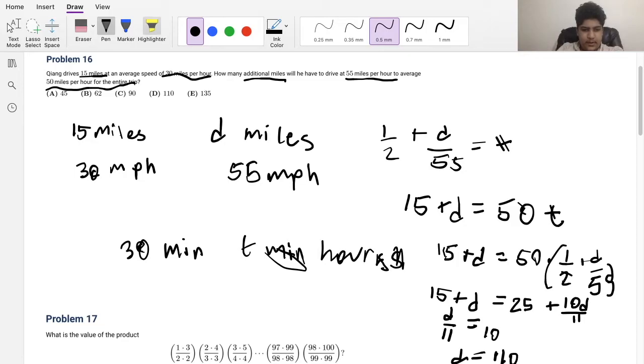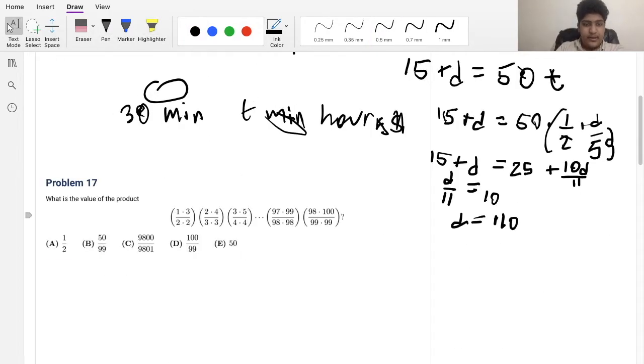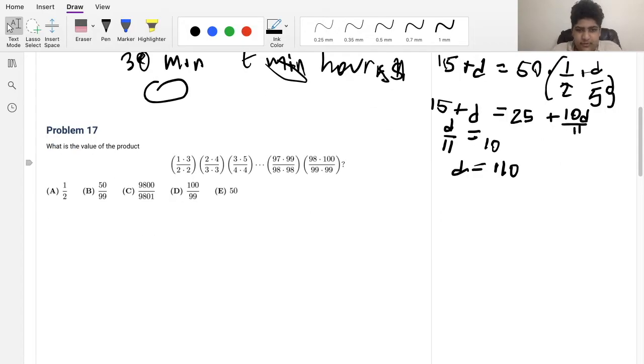Let's move on. Problem 17. What is the value of the product? Here we have a product, like 1 times 3 over 2 times 2 times 2 times 4 over 3 times 3, and so on. So this is definitely going to be hard to calculate by hand. However, we do notice that most of the terms in the product actually cancel. So let's see how they cancel.